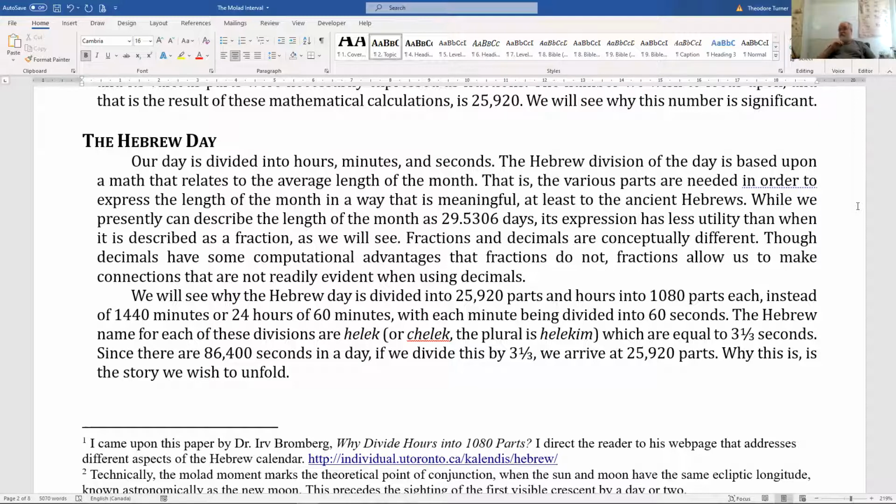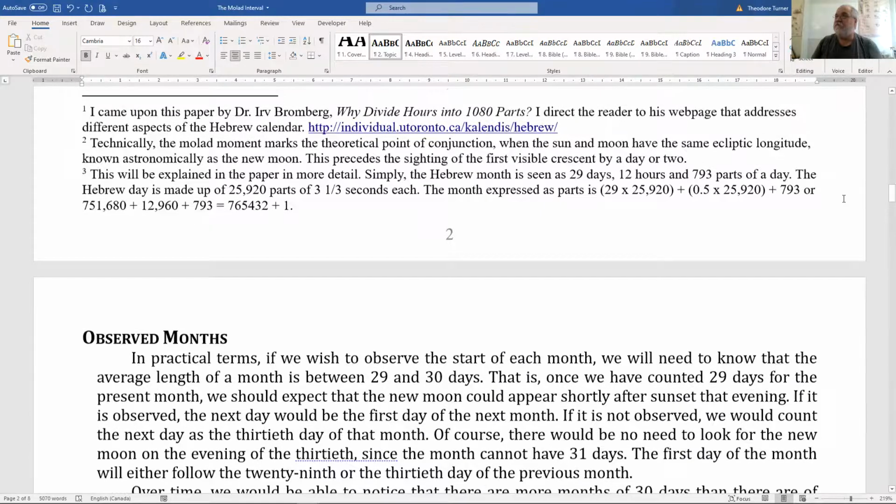Now, the Jews have 1,080 parts in an hour, and that's just basically 3 1/3. So if you take 3,600 and you divide it by 3 1/3, you'll get 1,080. Right? And that's how many parts there are in a Hebrew hour. So they're just dividing that. They're not using seconds, but if we were to take seconds and compare, it's a 3 1/3. That's the difference.